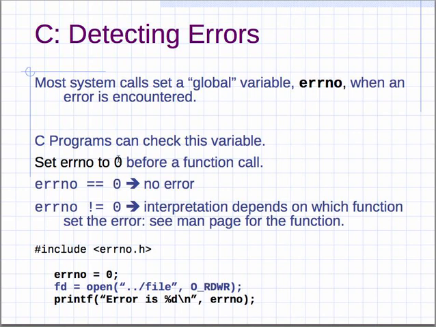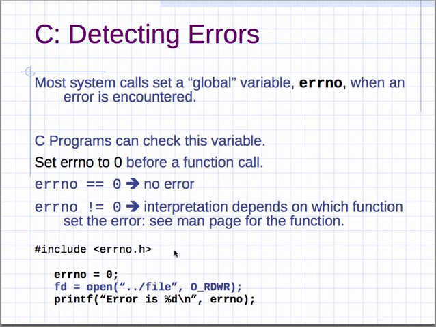Okay, so the way this works is most C programs can check this variable. You have to #include errno.h, set it to 0 before a function call, and after the function call, if errno is 0, that means there was no error. So if you print out errno and it was 0, this thing worked fine. If errno is not equal to 0, the interpretation of the error depends on which function set the error. So it's not like every function has its chunk of values that only it uses.